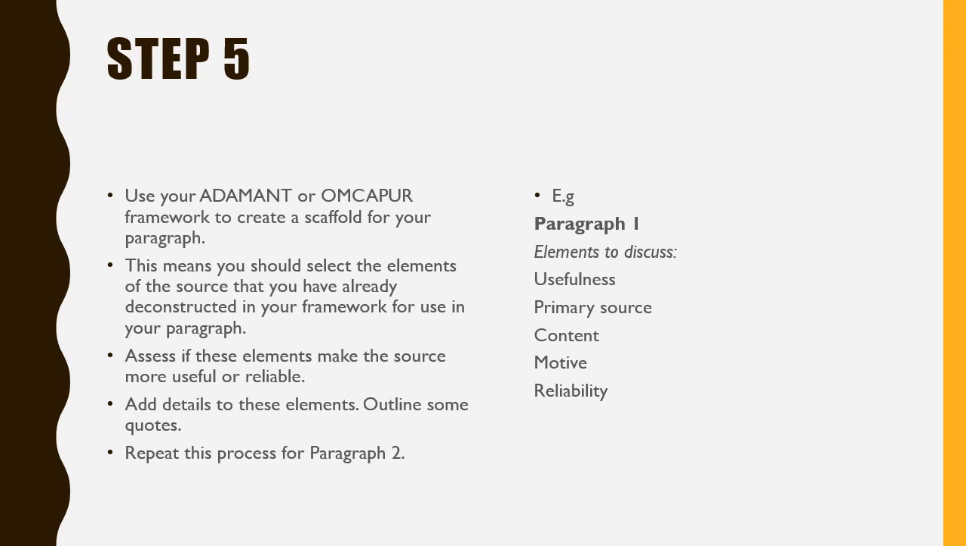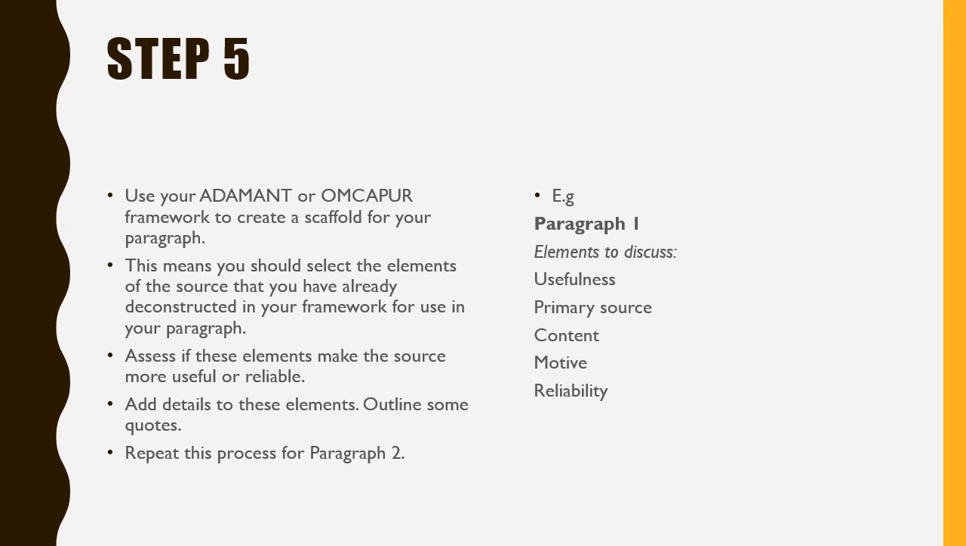So for example, paragraph 1, I might be discussing usefulness, the fact that it's a primary source, the content it has, the motivation of the source, and the reliability of the source. That's what I'll be discussing in paragraph 1. So I've made notes of that. This is my scaffold. It's an example of a scaffold. Scaffolding paragraph 1. I've made note of the things that I will be discussing. And the next step would be to add details to this.